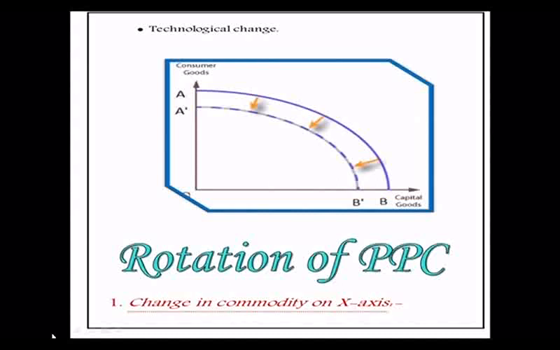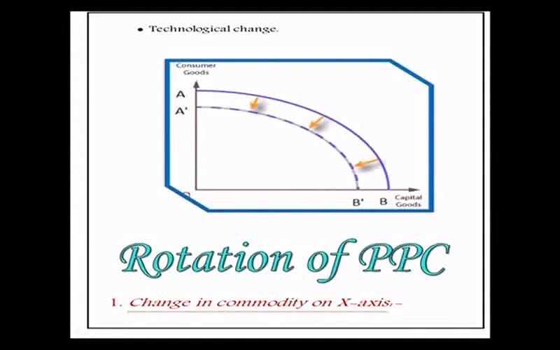You can see in this diagram PPC curve, initial PPC curve, original PPC curve कौन सा है, AB, and it is shifting towards left side. A dash B dash is the new PPC curve. It shows PPC is shifting towards left side. So these are about the shift in PPC. Next we will read about rotation of PPC.